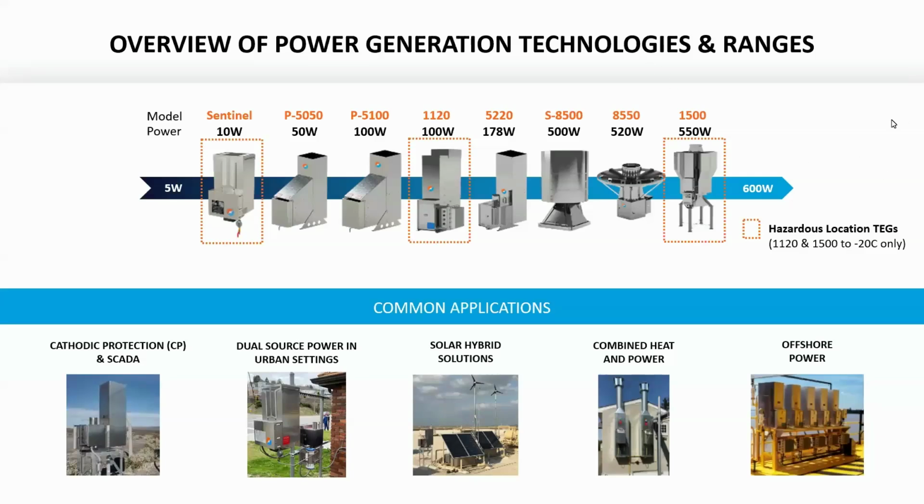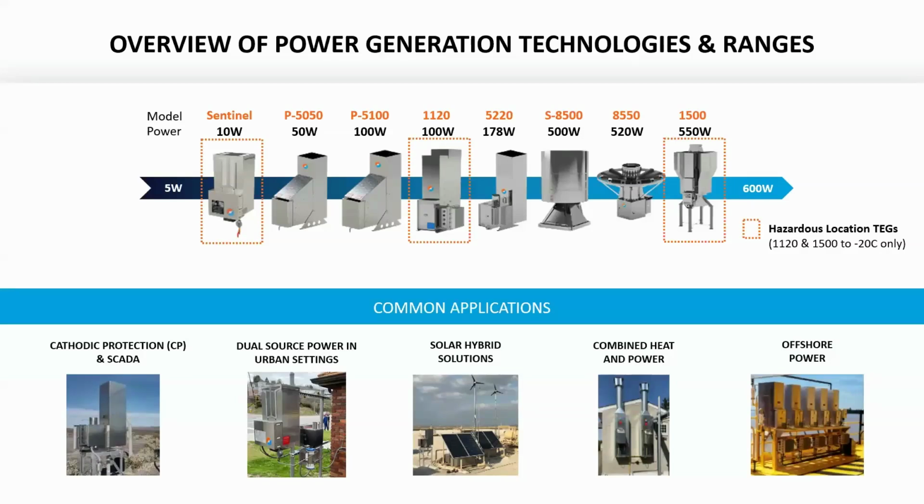We have our Sentinel used as a dual source power setting in an urban setting where they need critical power, backup power to even grid power, or dual power with solar. And speaking of solar, our TEGs are very commonly used as solar hybrid backups, or even as prime power in certain conditions. So, for example, in northern Canada, the TEG will be on in the winter, but in the summer they can run on solar hybrid when there's longer days and a lot of sunlight.